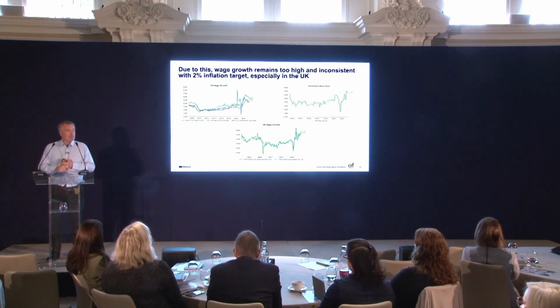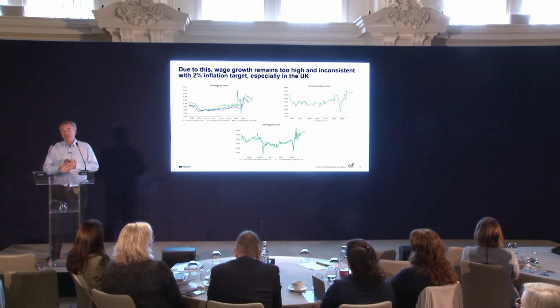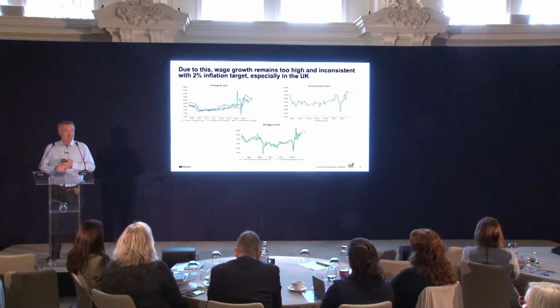So US wage growth has slowed from 5.5 to 4.5. We do think it'll fall back towards 3.5 through next year. Things like minimum wages won't be going up to the same extent as they did this year, with much lower headline inflation. Eurozone showing a similar picture.